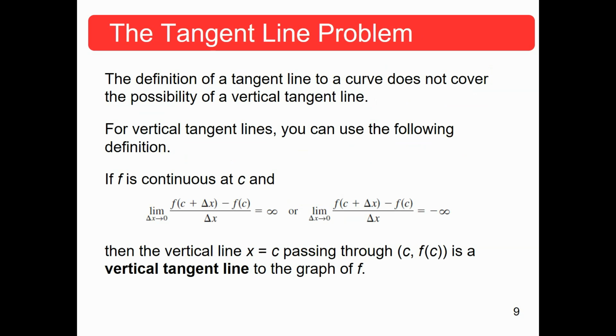Now, the definition of a tangent line to a curve doesn't cover the possibility of a vertical tangent line. So for these, you can use the following definition. If f is continuous at c, and the limit equals infinity or negative infinity as delta x approaches 0, then the line x equals c passing through c is a vertical tangent line. So if we do these limits and we get either infinity or negative infinity, then we know that it has a vertical tangency, okay?